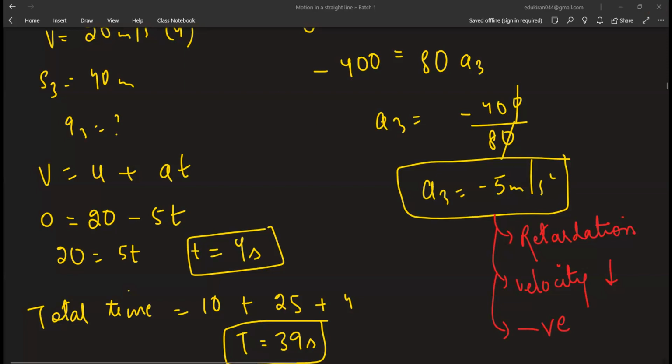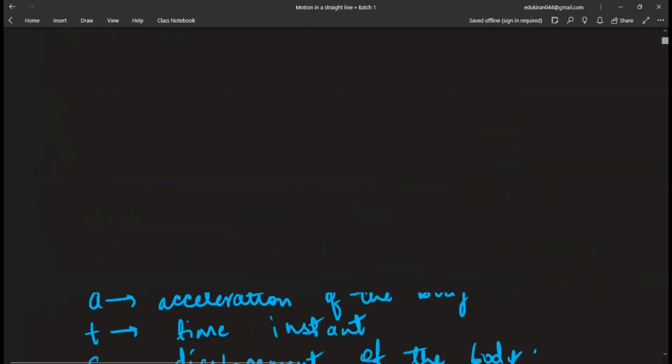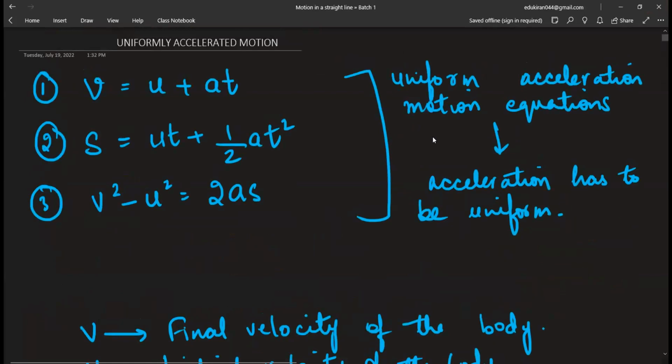All right, class. Next is, see, these three equations, now you are familiar. We have seen the questions also. These three equations are when you have uniform acceleration. There is one more equation that is very helpful in your answers.